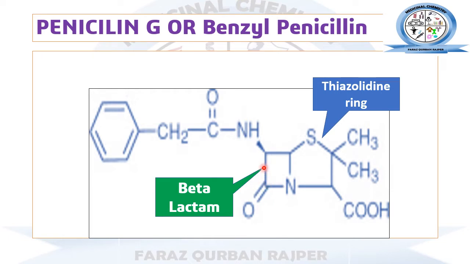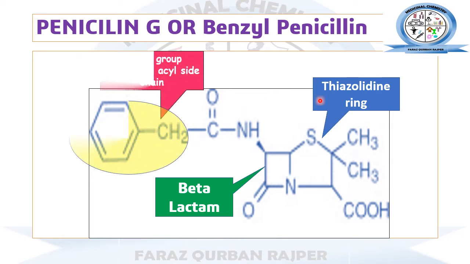You may observe that in the case of penicillin G, or what we say benzyl penicillin, we have the phenyl or benzyl ring at the 6th acyl amino side chain, and due to this it is termed benzyl penicillin. So you may observe that this benzyl group is present at the acyl amino side chain. Due to this it is known as penicillin G or benzyl penicillin.